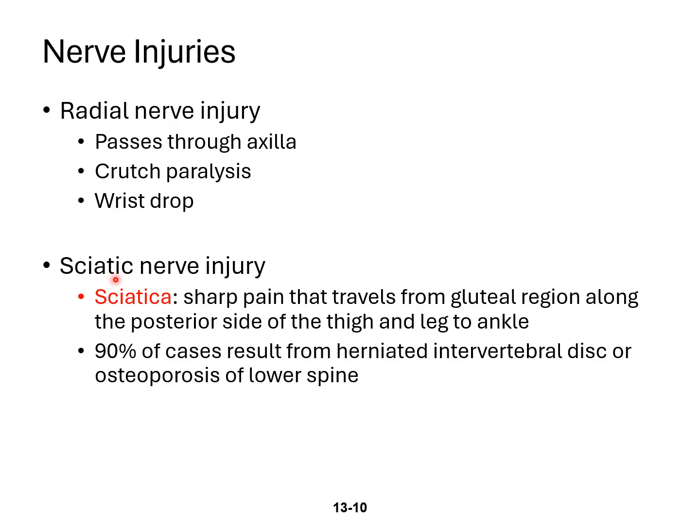The other one, sciatic. You've heard about sciatica. You've definitely probably heard of that from older people or your friends and family. If you're an athlete, you carry something wrong, you walk wrong, you get hit wrong, this is what's going to happen. This is that sharp pain that travels through the gluteal region along the posterior side of the thigh, leg to ankle. 90% of these cases are from herniated intervertebral discs or osteoporosis of the lower spine. But you still have 10, maybe 15% in some cases that's just caused by their gait, the way they walk, the way they hold things, stuff like that.